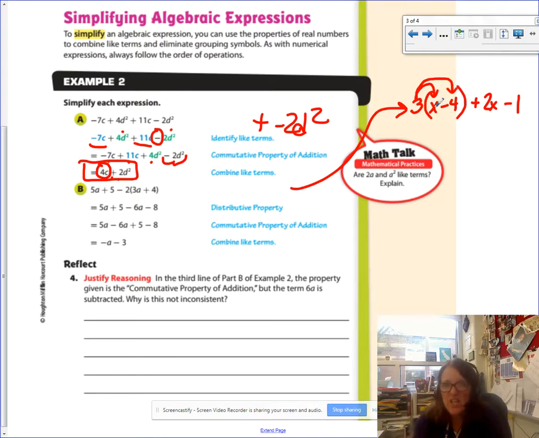These guys are locked in with those parentheses. You can't touch this x. You can't touch minus 4 until you distribute the 3 there. So let's go ahead and do that.